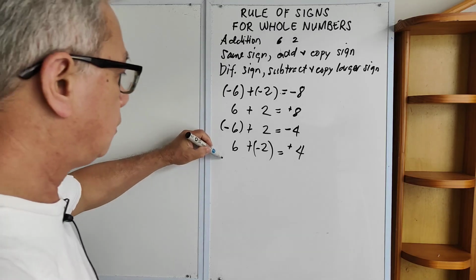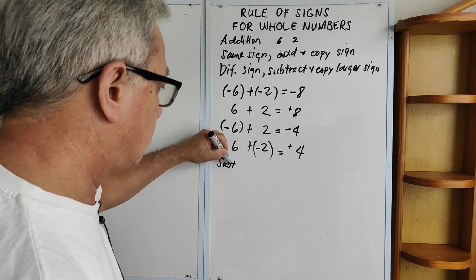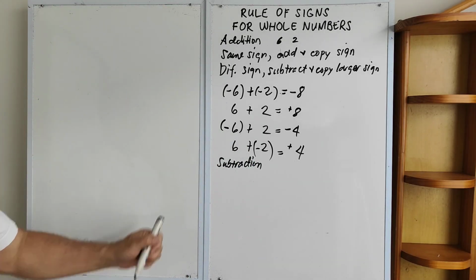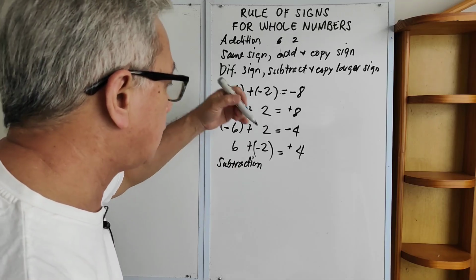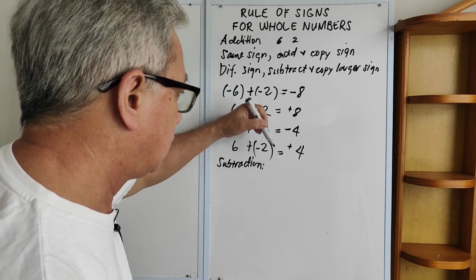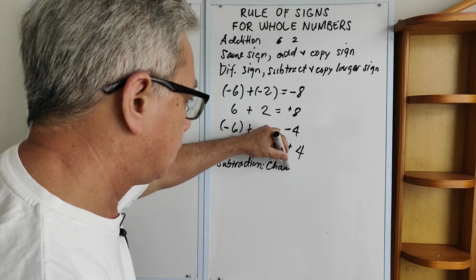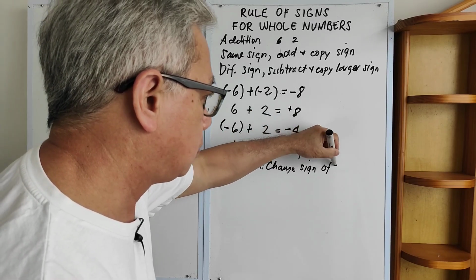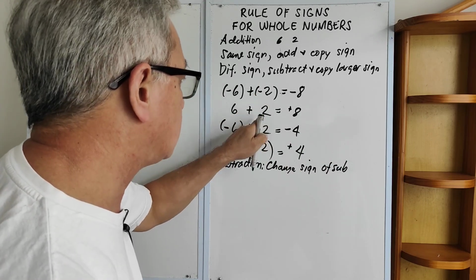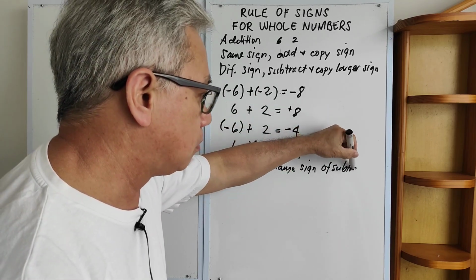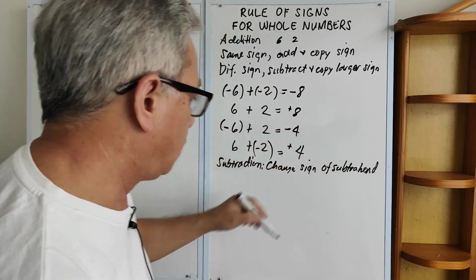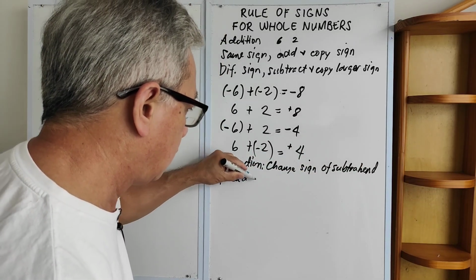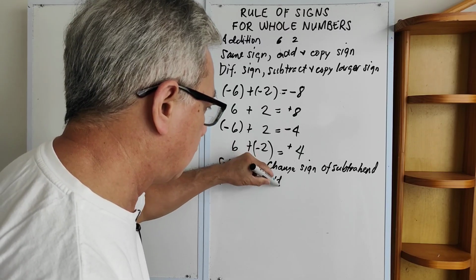For subtraction, change sign of subtrahend. The second number is called the subtrahend, and proceed as addition.